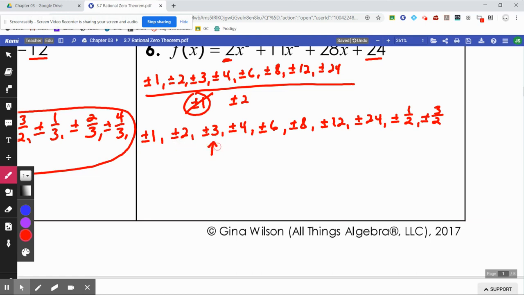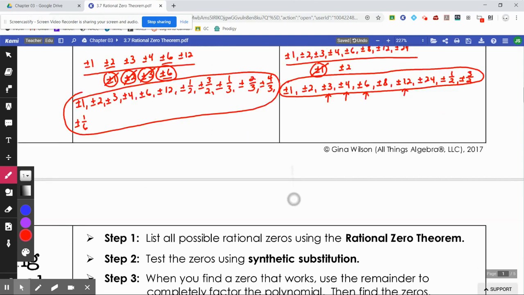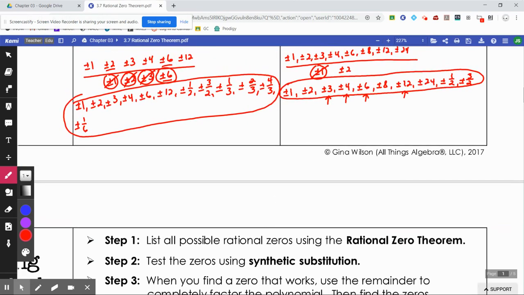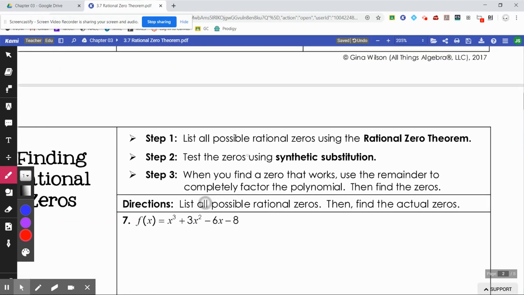6 over 2 is listed. 8 over 2 is listed. 12 over 2 is listed. And 24 over 2 is listed. So that is all the possible rational roots of this function. But just one more time, a reminder that these are only the possible rational roots. So what we're about to do will only give you the rational roots of these functions.